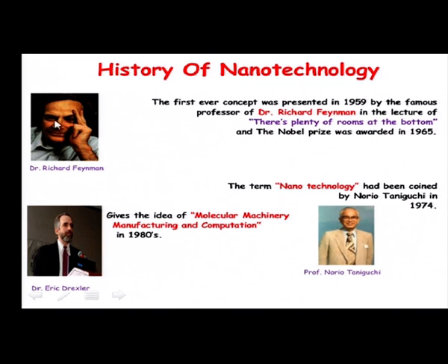This scientist's name is Dr. Richard Feynman, and he introduced a concept. The first ever concept was presented in the year 1959 by this famous professor, Dr. Richard Feynman, in his lecture There is Plenty of Room at the Bottom. And Dr. Richard Feynman was awarded the Nobel Prize in Physics in the year 1965.